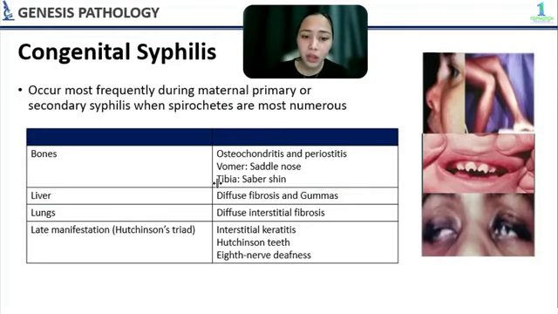And periostitis of the tibia, this leads to excessive growth of new bone on the anterior surface of the tibia, giving rise to saber shins. The liver and lungs can also be involved. And this is what I want you to remember, the Hutchinson triad. So interstitial keratitis, bulag, Hutchinson teeth, bungi, and 8th nerve deafness, bingi.